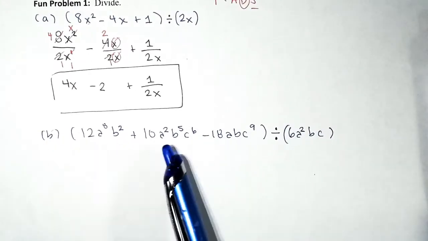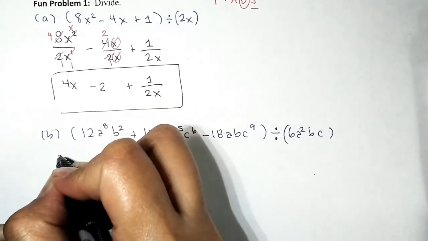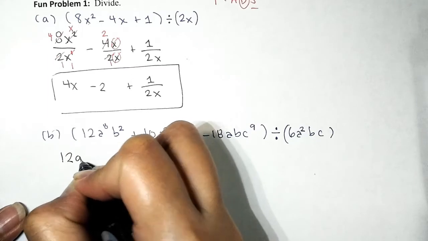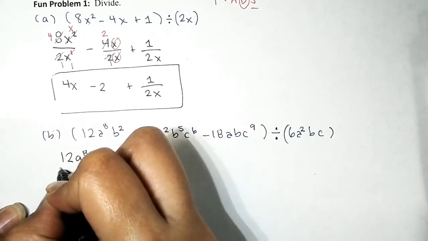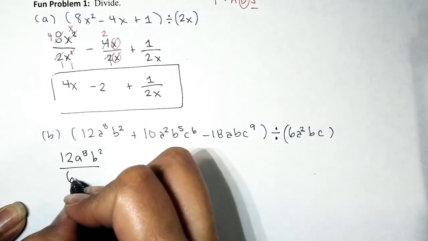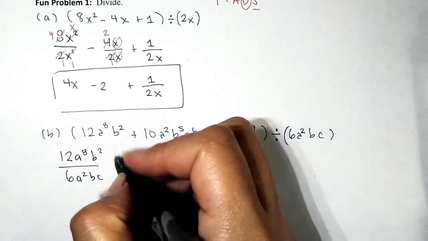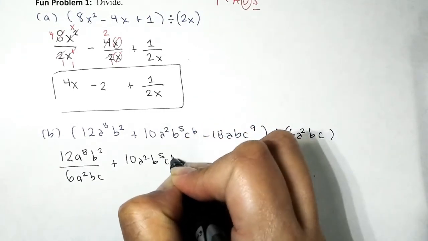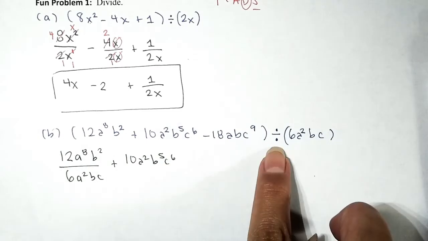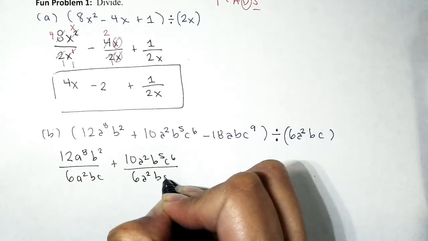We're going to take each term in the dividend and divide it by a divisor. So mini problem number 1, first term, which is 12a to the 8th power b squared over our divisor of 6a squared bc. Then we have plus something, so we're going to add to it the second term. What's going on with the second term? That is also being divided by 6a squared bc.